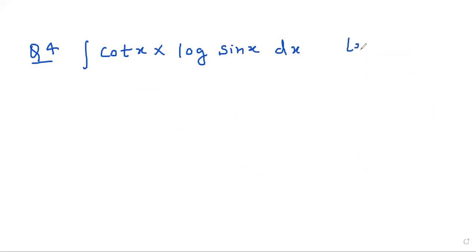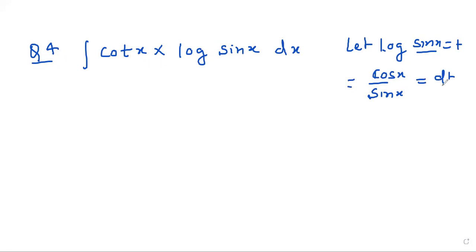Question number 4. Integrate cot x times log sin x dx. Let log sin x equal to t. We differentiate it. 1 upon sin x times derivative of sin x, that will be cos x, equal to dt upon dx, or cot x dx equal to dt.